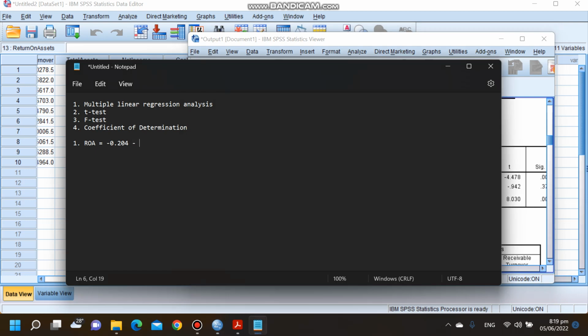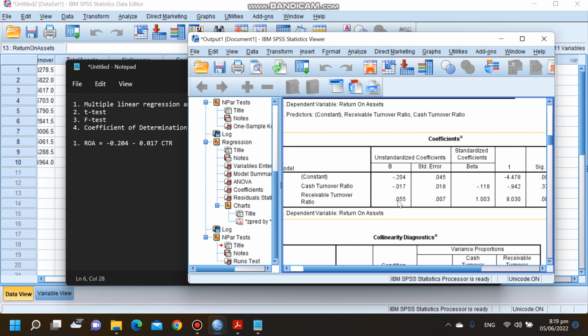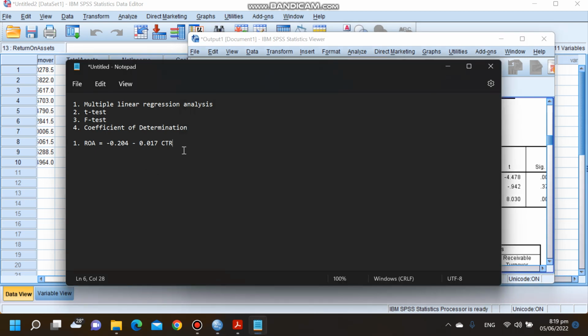So you just type minus 0.017 CTR, which stands for the cash turnover ratio. And then the receivables turnover ratio is 0.055 positive. So plus 0.055 receivables turnover ratio. Okay, so this is your multiple linear regression analysis. And then you will explain later on how is the negative or the positive effect towards the ROA.